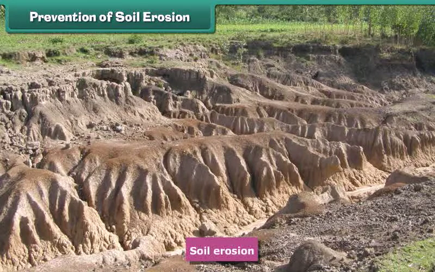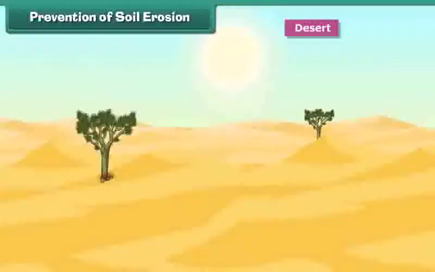Soil erosion is a major environmental problem. It has affected all over the world, from forests to deserts. Thus, it's the need of the hour to conserve the soil by preventing soil erosion. There are many ways of preventing soil erosion.